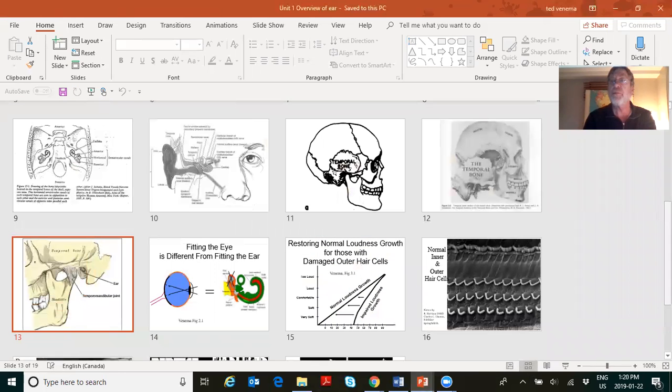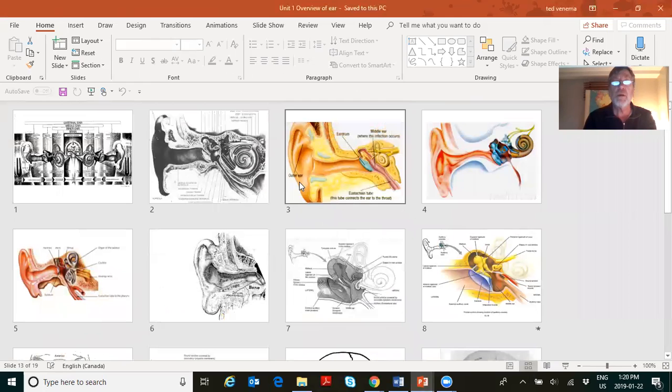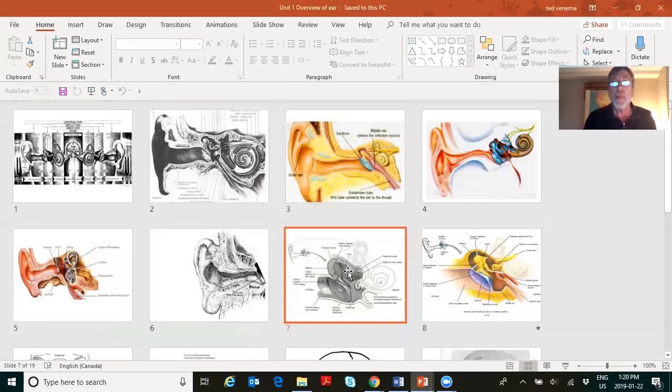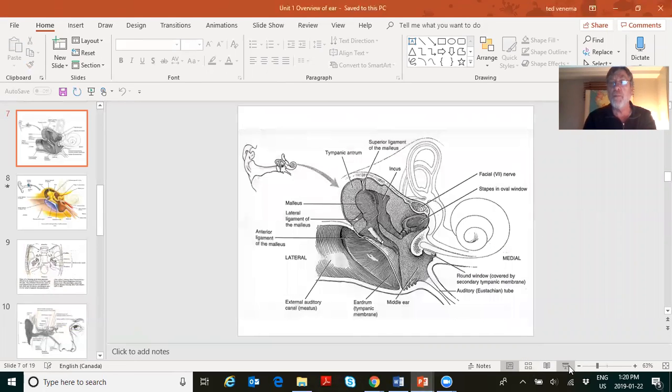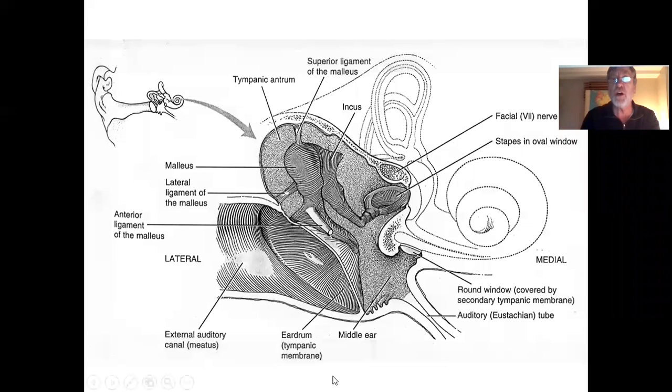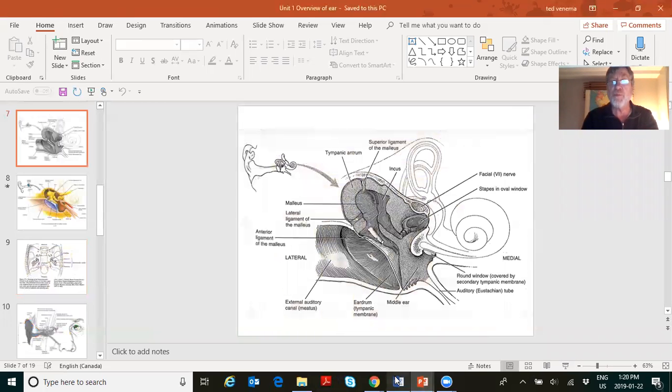So here we are. Look at how the eardrum is concave, like a speaker. See that? It's not like a flat wall. It goes in and then back out here. It's just like a speaker cone, and the dead center of the cone is called the umbo. Okay, so now let's go to our notes.